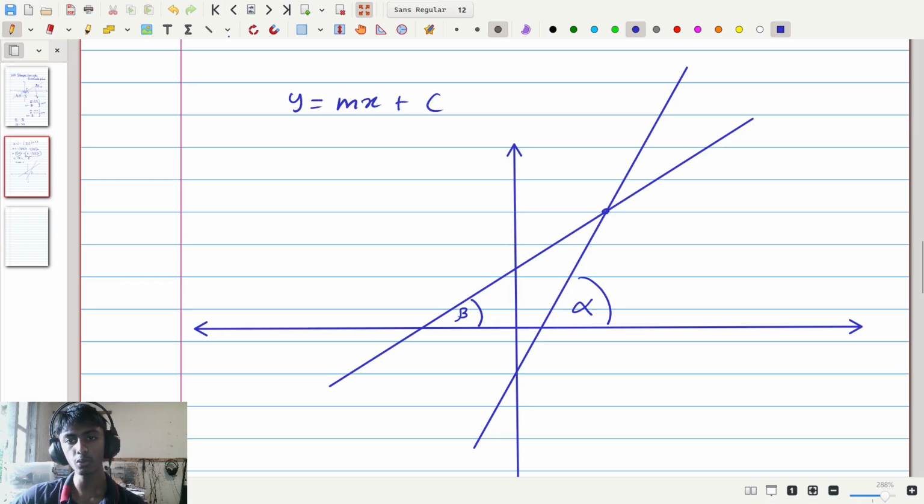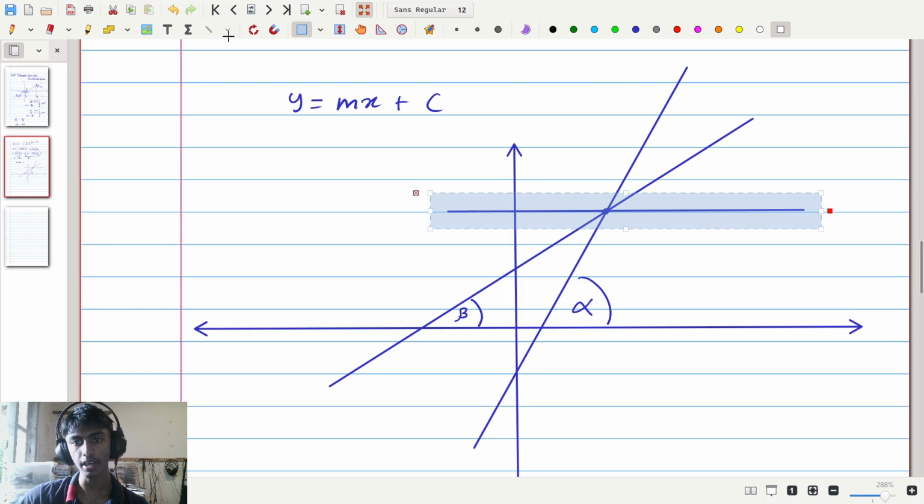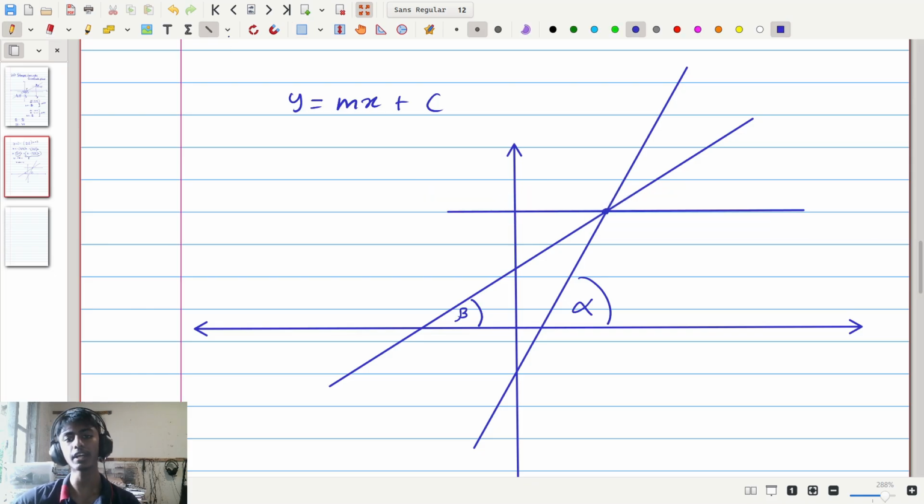Here we can see these two lines intersect at a point. If we consider this point and draw a horizontal at this point, then we can see some interesting things. For the first line, since the horizontal is parallel to the x-axis, as in the direction of the x-axis is the same as the direction of the horizontal, we can see that this angle here is also beta. Furthermore, we can see that this angle here is alpha. Now then, the angle we are really interested in here is the angle between this line and this line.